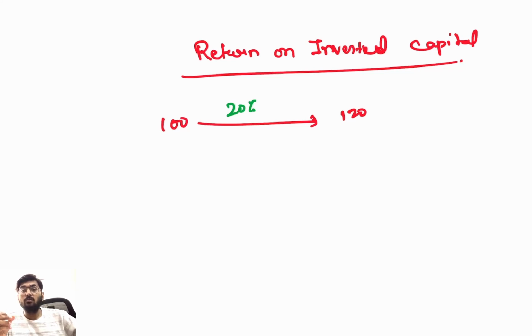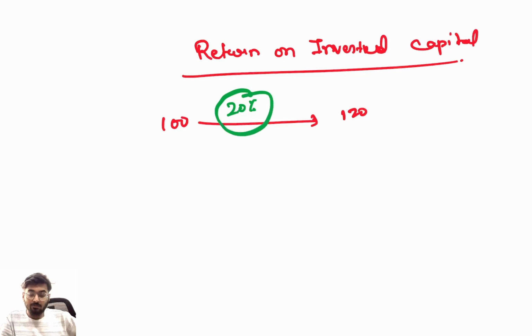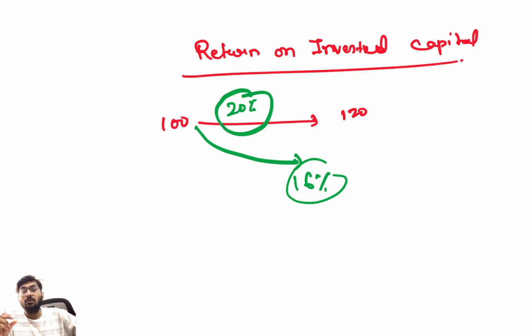So what you will do, you will compare your return on investment with the cost of capital. You have received a return of 20%, and what is the cost of capital? Say 16%. That means what? You have created a value of 4% for your shareholders.